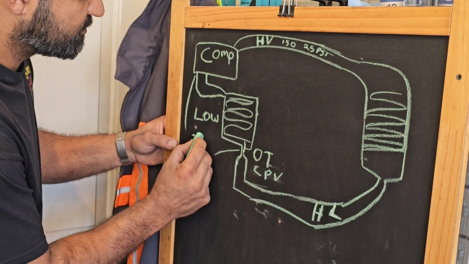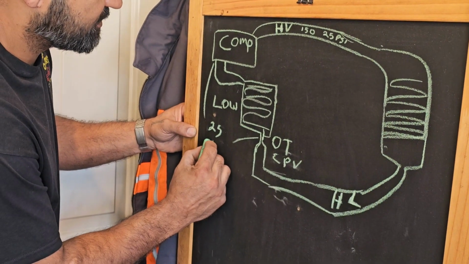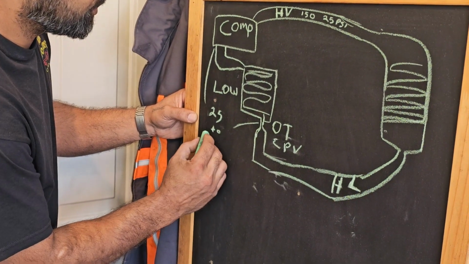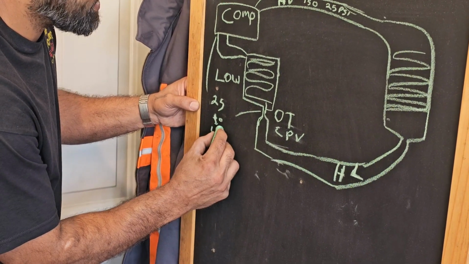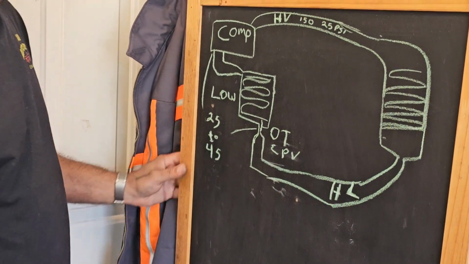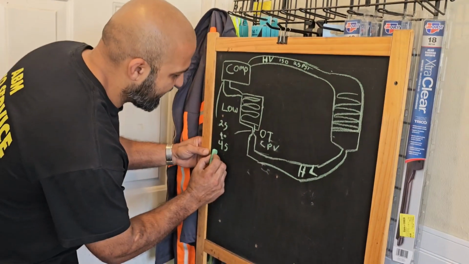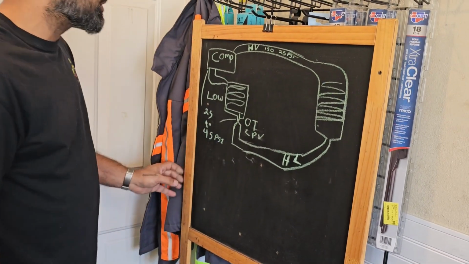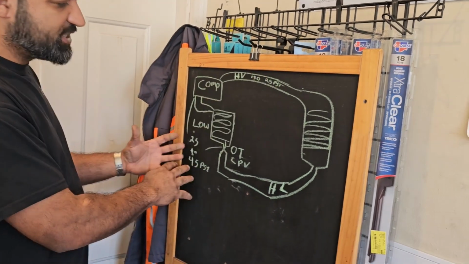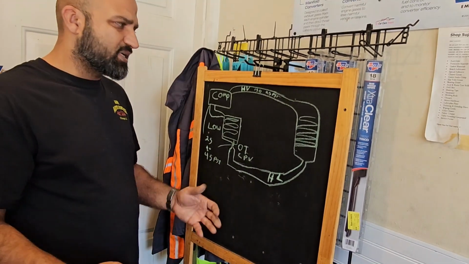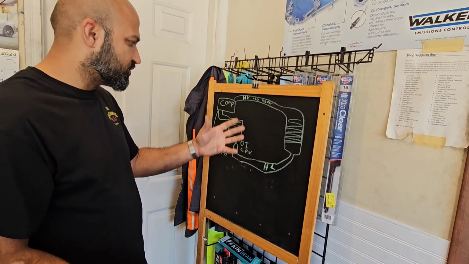Anywhere from 25 to 45 PSI would be our normal range. The ambient temperature, the cabin temperature will change these pressures. The higher the temperature, the higher the pressure.